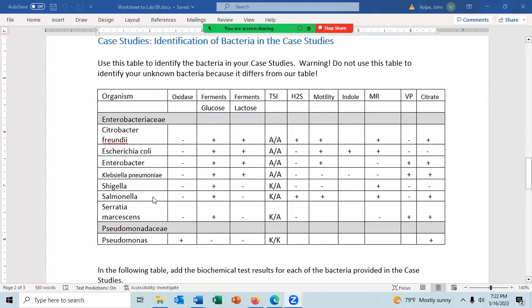Okay. Thank you. I don't know if Shigella even has different species, but Salmonella does. Oh, there's one too. That's odd. All right. That one, you only need the genus also. Okay. Good question.